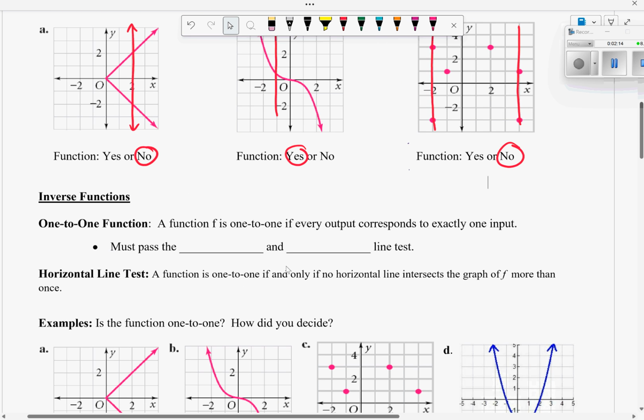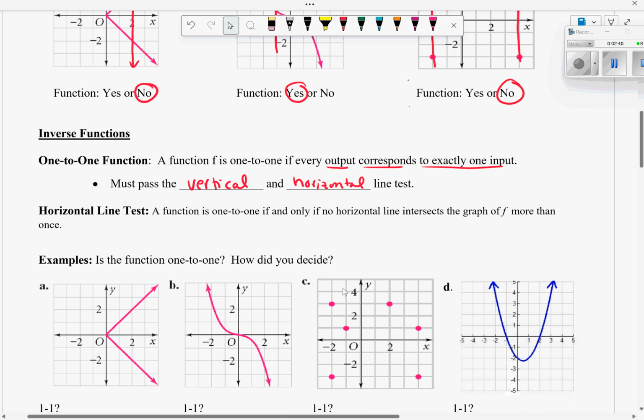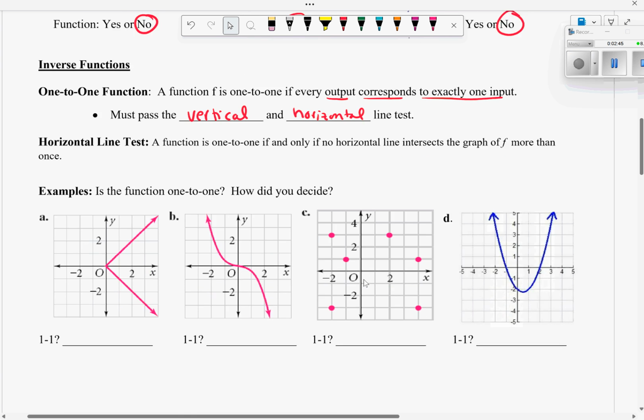So inverse function: a function f is 1 to 1 if every output corresponds to exactly one input. So notice that this is the opposite of what a function is. We're saying every output corresponds to exactly one input. So in order for a function to be 1 to 1, it must pass the vertical and horizontal line test. For the horizontal line test, the function is 1 to 1 if and only if no horizontal line intersects the graph of f more than once.